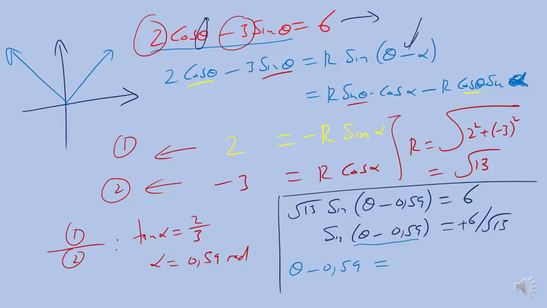6 over root 13 is greater than 1, and if it's greater than 1, hence no solution. Please check that out. That's awesome. Okay, I love these because you don't have to go any further than that. So the fact that sine of theta minus 0.59 is equal to 6 over root 13, which is greater than 1, means you can proceed no further: no solution. That's it. Stop over there. Cool stuff indeed, man. Absolutely cool stuff. That's interesting.